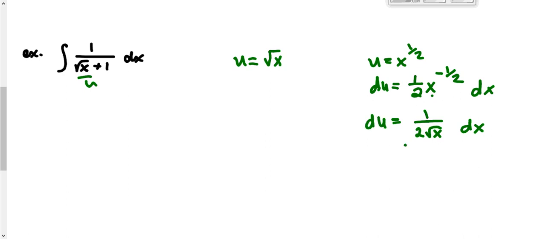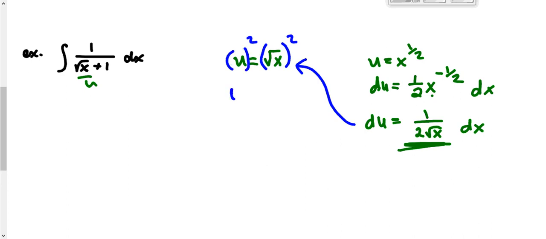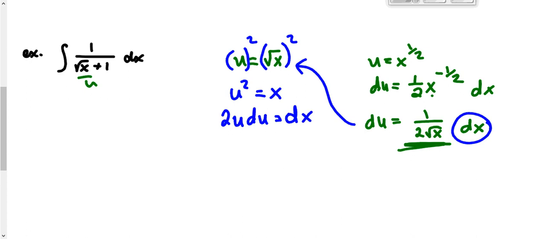So if this is really complicated and it's not something that we can put in, what we want to go back to is our u equation. And we want to solve for x. So to do that, we can square both sides. We have u squared equals x. Now we might use this, but we might also want to get dx in this way. There's another way to go about this. So if the derivative of u squared is 2u du, then the derivative of x is just 1 dx, or I can just write dx.